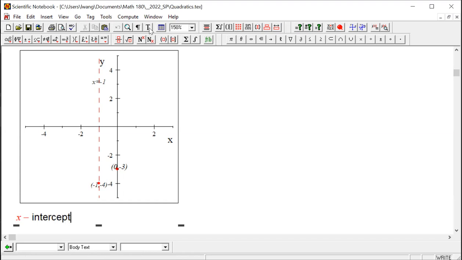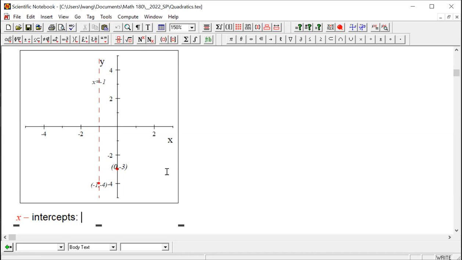Regarding how many x-intercepts do we expect? In this case, we actually expect there should be 2 x-intercepts. How do we know that? Because we know the parabola opens up and the vertex is beneath the x-axis. So when the curve goes up, it is going to cross the x-axis. So in this case, we have 2 x-intercepts.